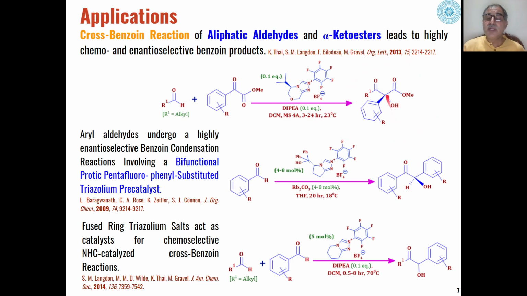Enantioselective means that one of the enantiomers is formed in much greater amount in comparison to the other enantiomer, and chemoselective means that out of these two, only one will act as electrophile and the other will act as nucleophile. So depending upon these, we will get highly chemoselective and enantioselective products in these types of cross-benzoin reactions.